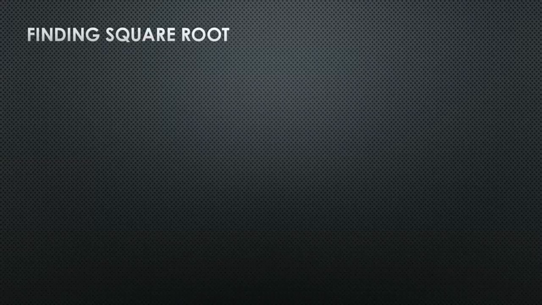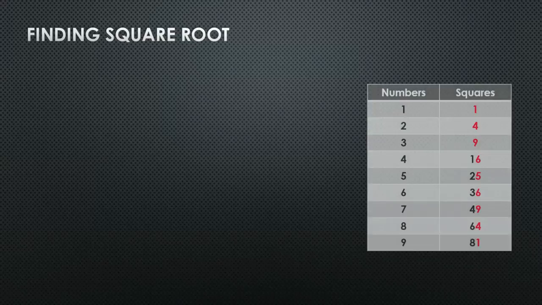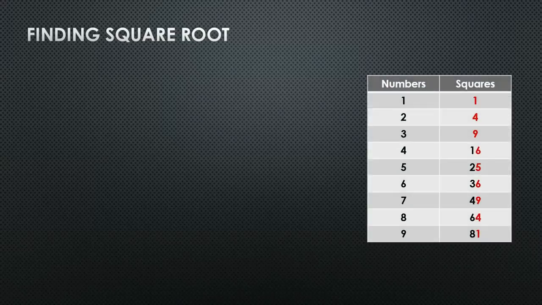For this, we would need to know the squares along with their units digit of the first 10 numbers at least. I have mentioned the first 10 numbers with their squares in the table for reference to my illustration. Let's get started now. Let us find the square root of the number 3364.